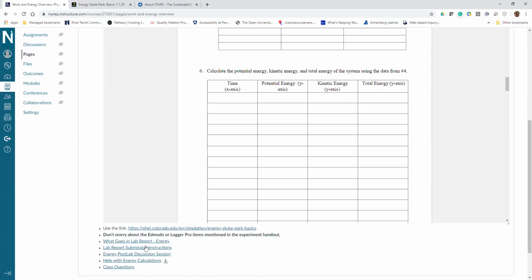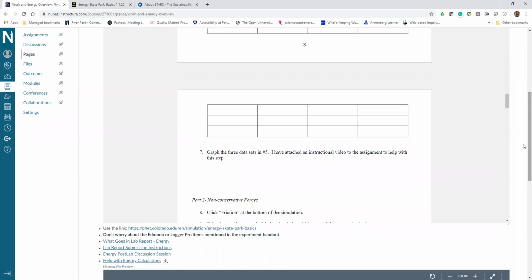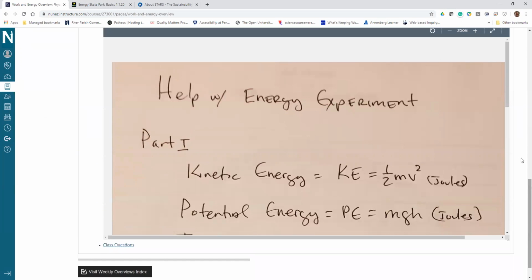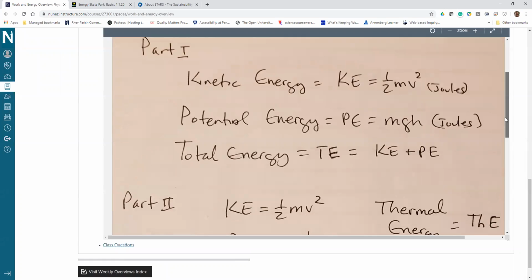I helped you out there. You see right here, help with energy calculations. You see that document there on the screen? I'm pointing to it. If you open that document, it explains how to calculate the kinetic energy, the potential energy, and the total energy.